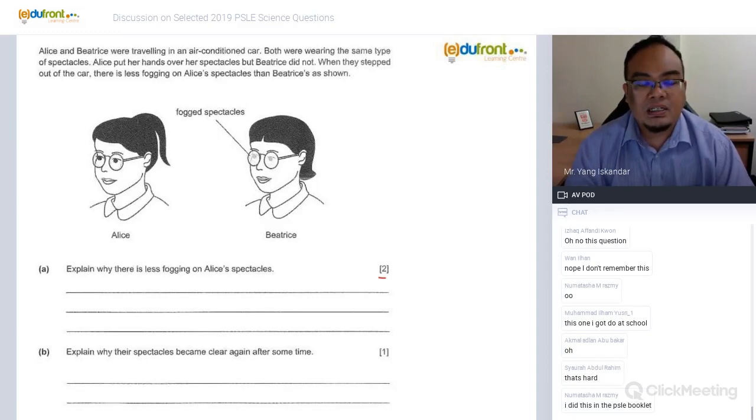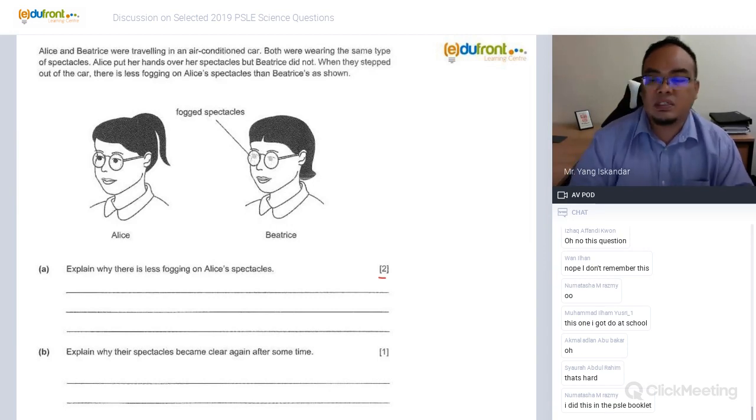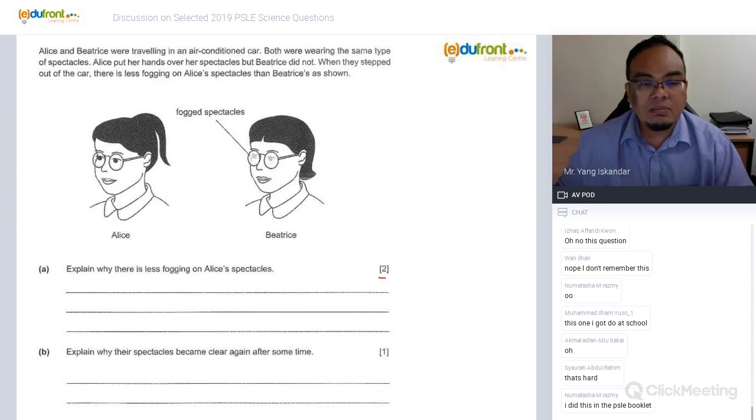Okay, and this was last year's 2019 PSLE paper. I think question 1 of the last few questions. All right, and you can see more and more of such questions in the PSLE, lots of application questions. Later on, we are going to take a look at some of the other application type questions. This is generally more challenging for many students.